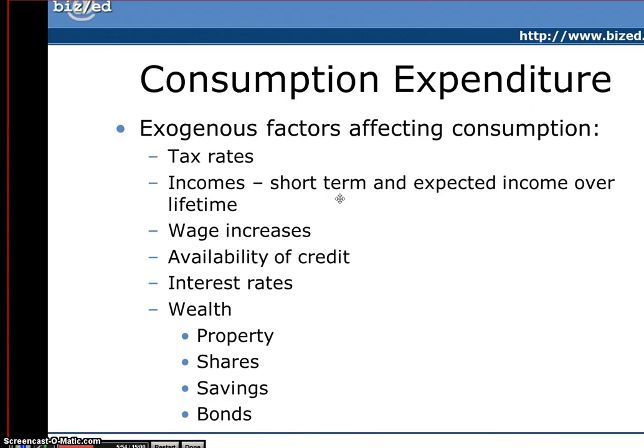Wealth comes in as well. If people are feeling wealthy, they spend more because they feel like if things go bad, they can just sell off the things they own. So property prices in particular are important for that. If property prices are rising quickly, then the people with the property are feeling pretty confident about where they're at.